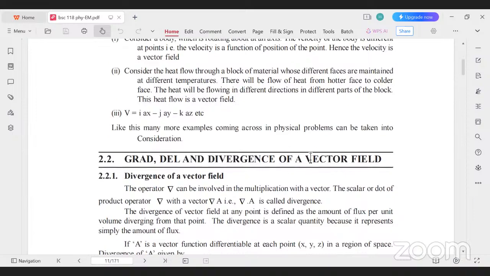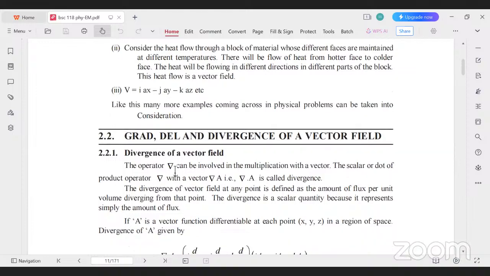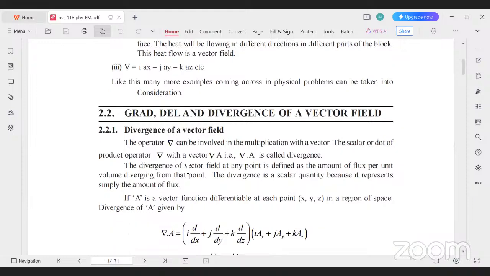Okay, grad, curl and divergence of a vector field. What is the divergence of a vector field? It's nothing but del. Divergence is nothing but del, and to calculate that, divergence of A, with vector fields along i, j and k.